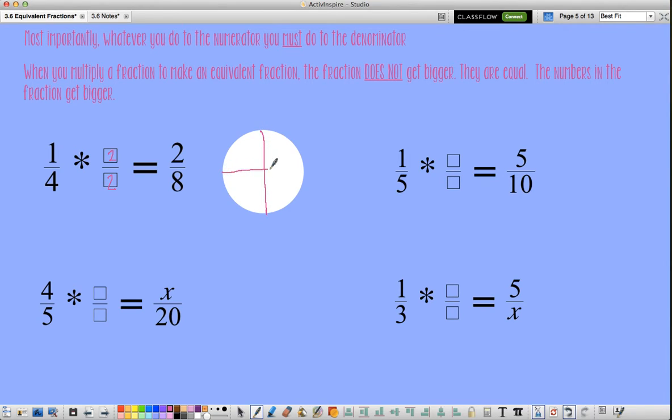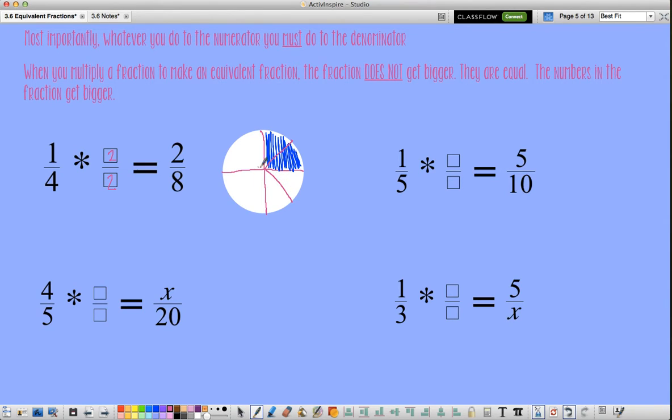Well, when I split it into fourths and I have 1/4 shaded in, I'll shade it in with blue, so 1/4 is shaded in. Now what I'm doing is I'm changing it and I'm saying, okay, I'm going to take each piece and multiply it by 2. So I'm going to take each piece and turn it into 2 pieces.